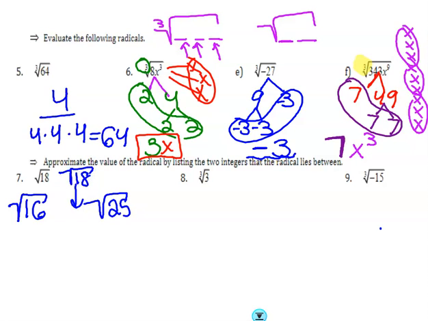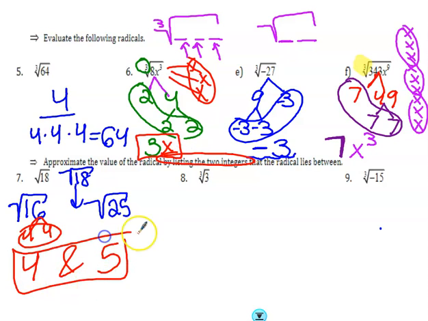Well, what is the square root of 16? Well, it would be 4 times 4. That's a group, so that's a pair. So that's 4. And what's the square root of 25? 5. We keep talking about it. So what are the two integers it's between? 4 and 5. All right, now let's do the next one.